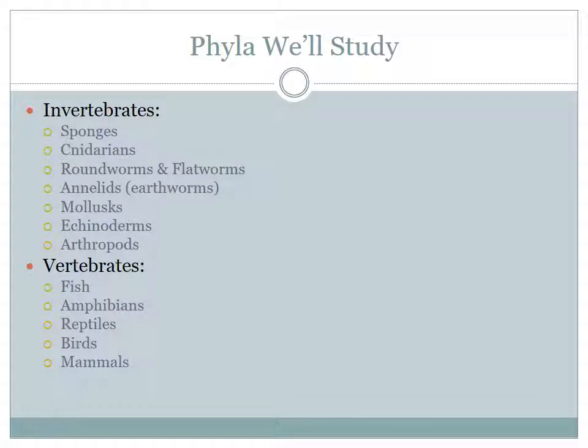Listed here are the different phyla that we'll study this semester. We'll start with sponges because they're the most simple invertebrates, and then we'll build all the way up to vertebrates. Now, listed there are the different types of vertebrates that we could study, but we probably will only get as far as fish.